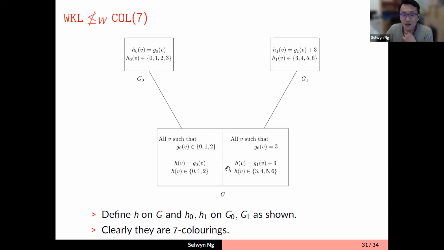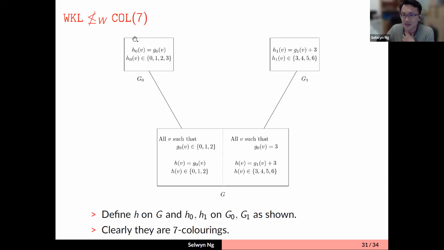And we simply produce the new coloring H in the following way. On the part where they intersect, which is here, G, we divide this finite part G into 2 parts. One where the original g0 color takes values 0, 1, and 2, and the remaining where it takes value 3. On the first part, we just take H to copy g0. And here we take H to copy not g0, but g1, shifted by 3 colors, just to make sure that the 2 colors here do not conflict with each other, because we use different sets of colors here.